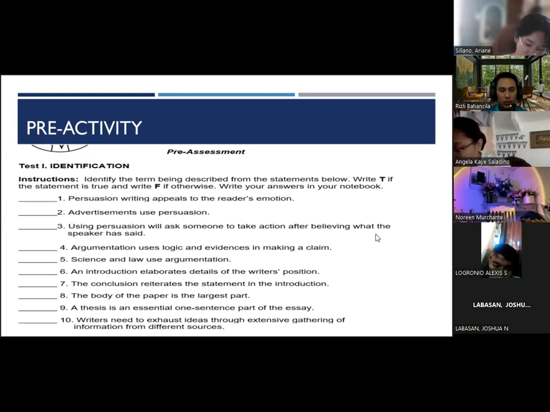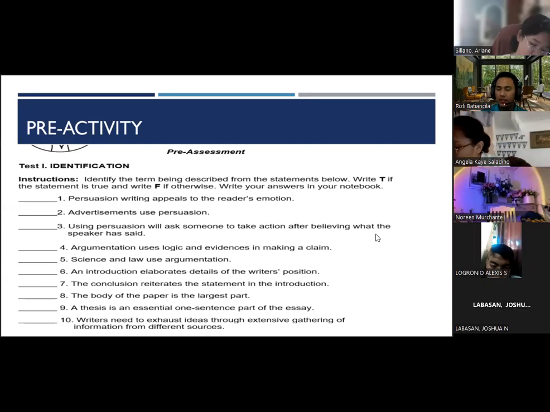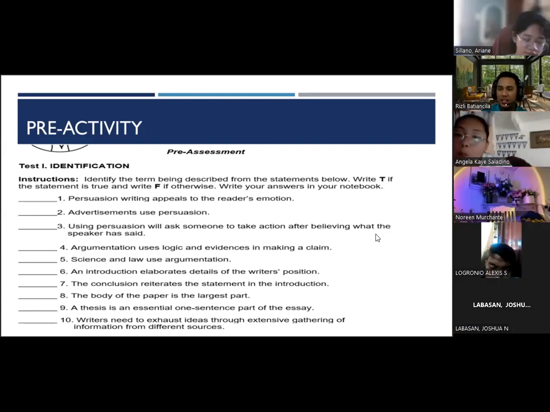Seven, the conclusion reiterates the statement in the introduction. Yes, Labasan? True. Okay, very good. That's true. Eight, the body of the paper is the largest part. Is it true? Reforma? True. Okay, definitely true. It is the largest part of the body of the paper.